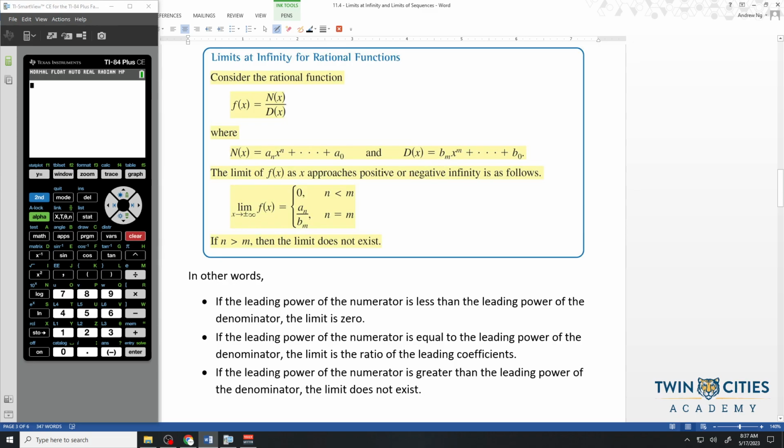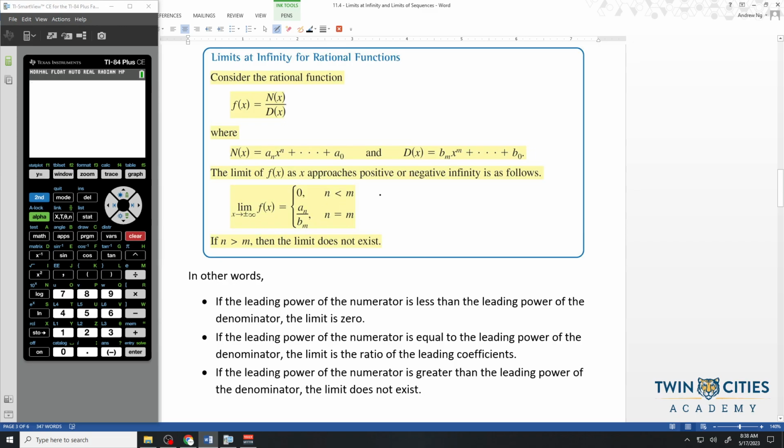So what does that mean? Essentially what I want to do is look at the leading term and look at the powers of that: x to the n for the top part, and then x to the m for the bottom part. If n is less than m, meaning if the highest power in your numerator is lower than your highest power in the denominator, then this whole limit will go to 0.